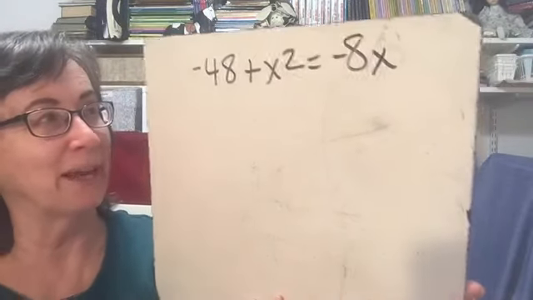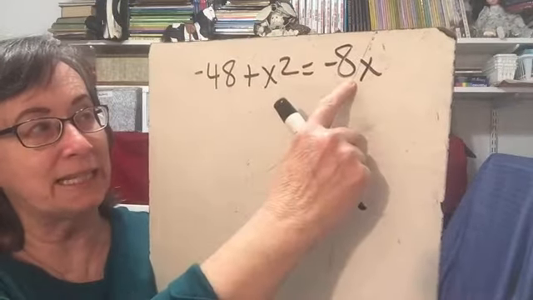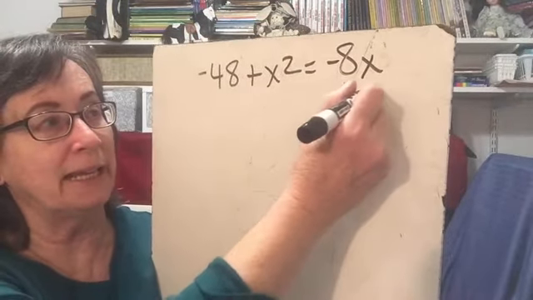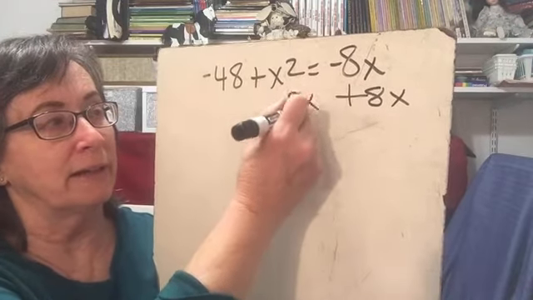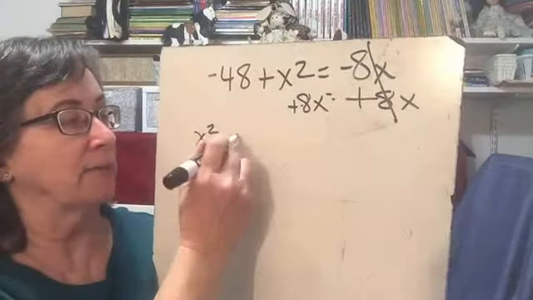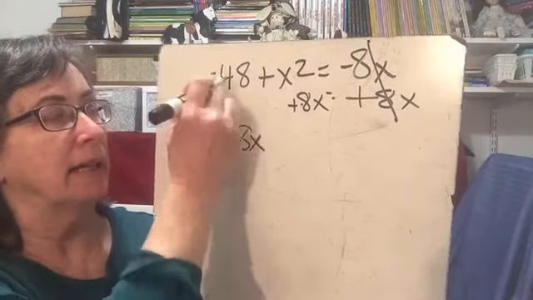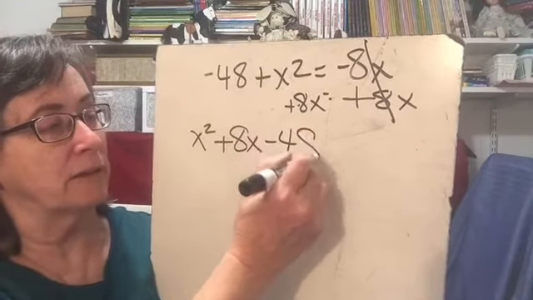Okay, so here we go. I need to get this in standard form, which means this needs to go on the other side. So I'm going to add an 8x over here. That's going to go to 0. So we're going to put these in the right order now. So x squared goes first, positive 8x goes second, negative 48 goes third, equals 0.